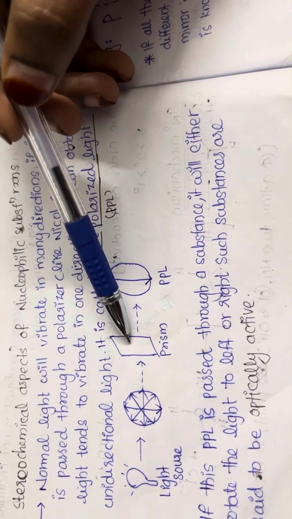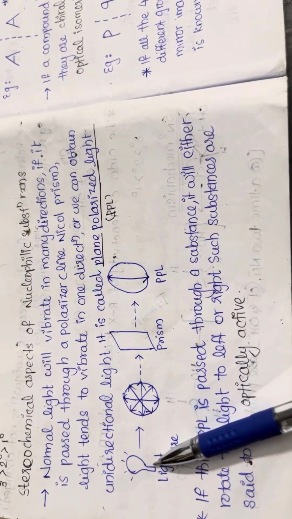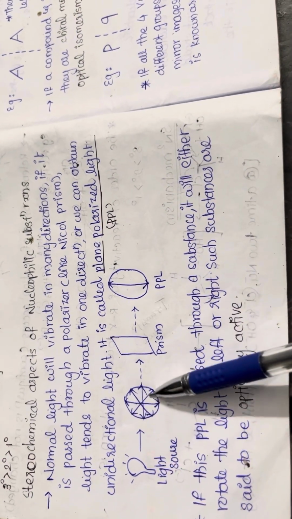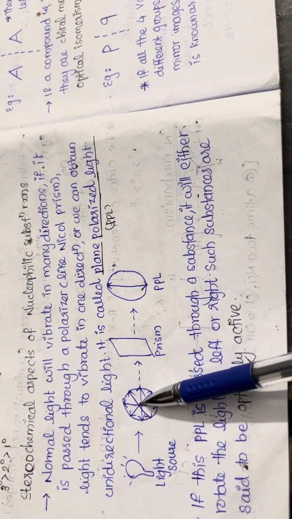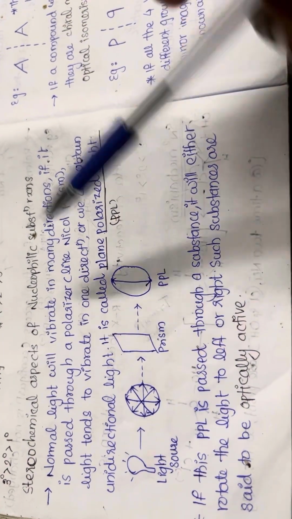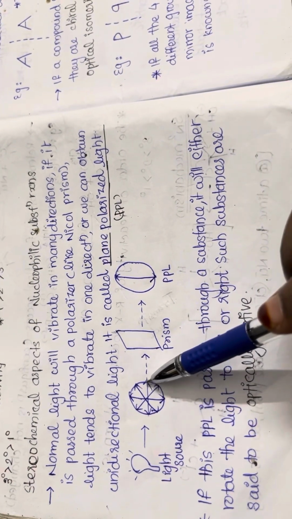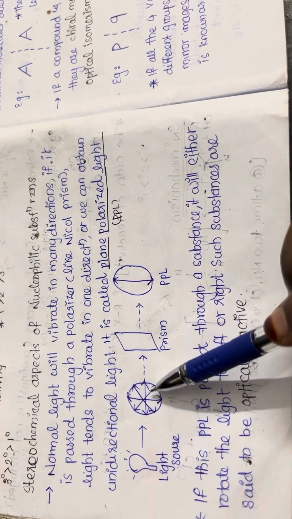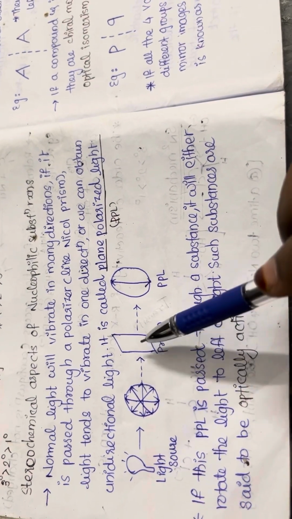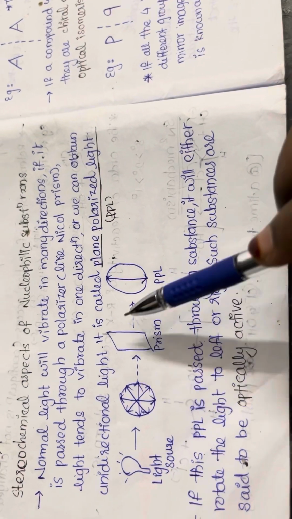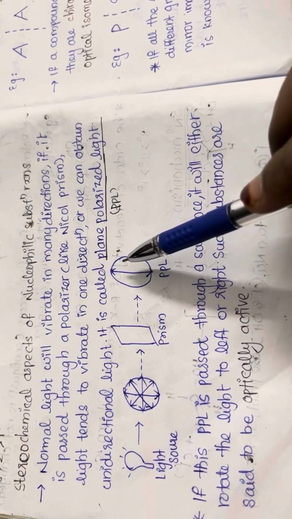polarizer like a Nicol prism, this light, which was having vibrations in different directions or different planes, will tend to vibrate in only one plane or one direction.